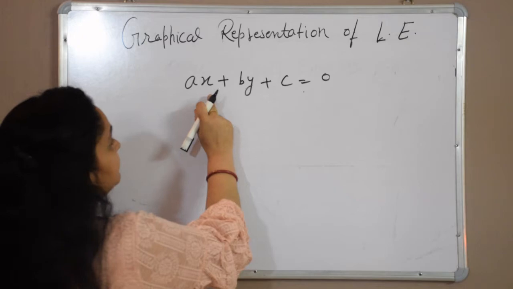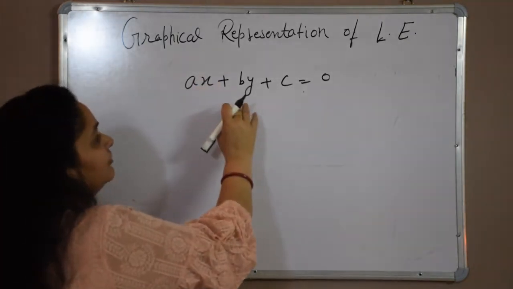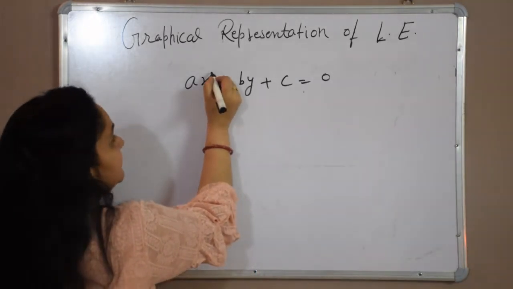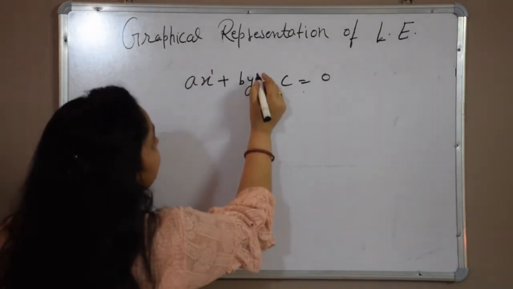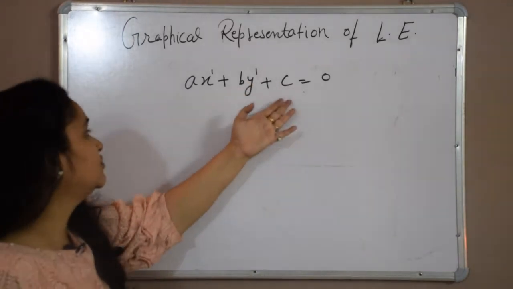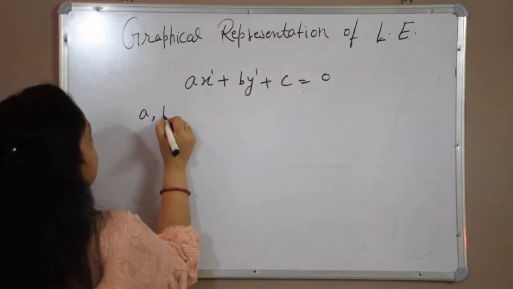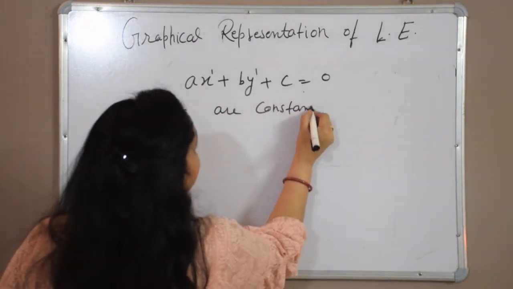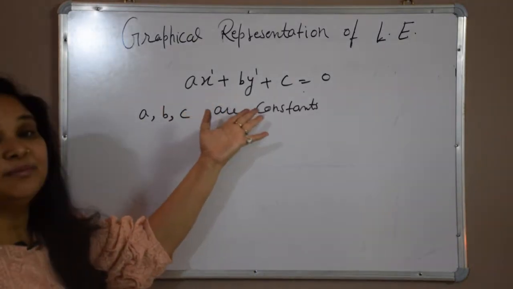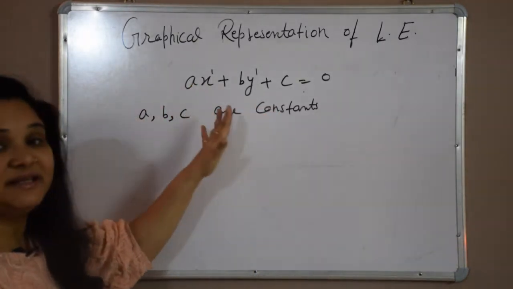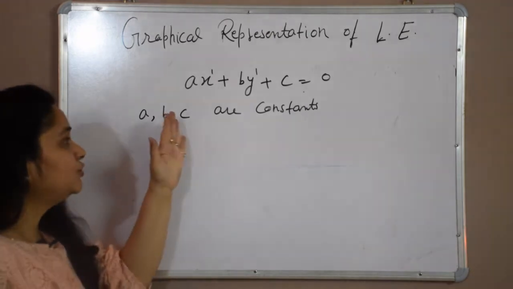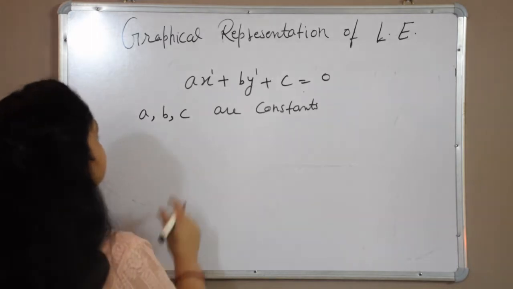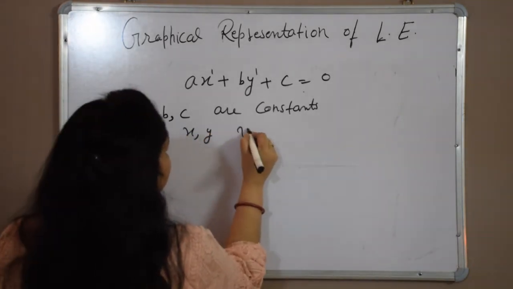It is linear because the highest degree of the variable is 1. See, here there is no power, it means power is 1, and a, b, c are constants, and x, y are variables, and the degree of the variable is 1, therefore it is linear. But it is a linear equation in two variables because x, y both are variables here, and a, b, c are constants.